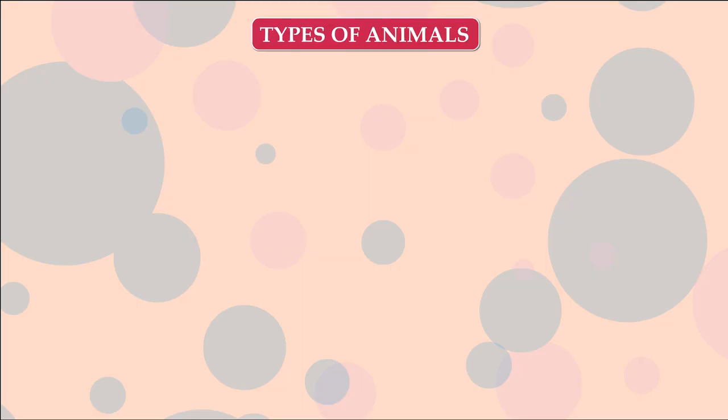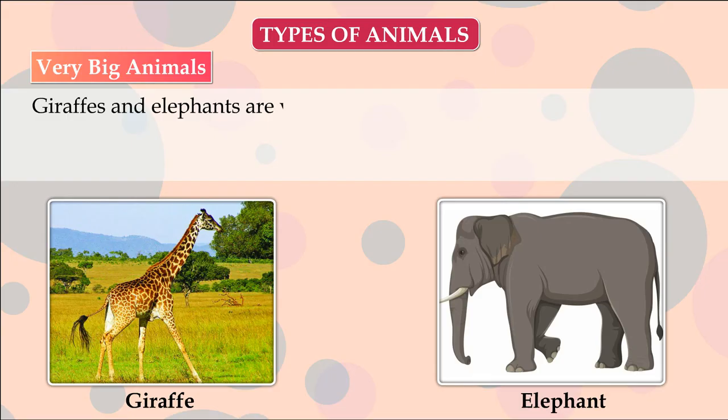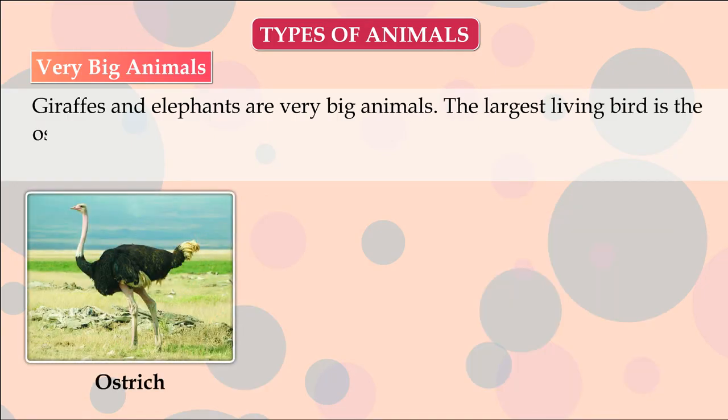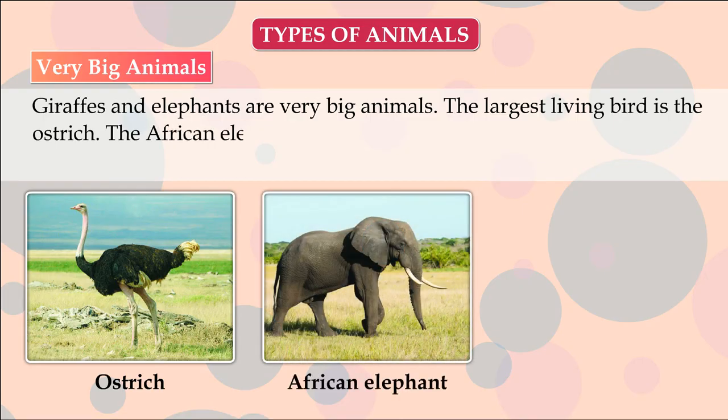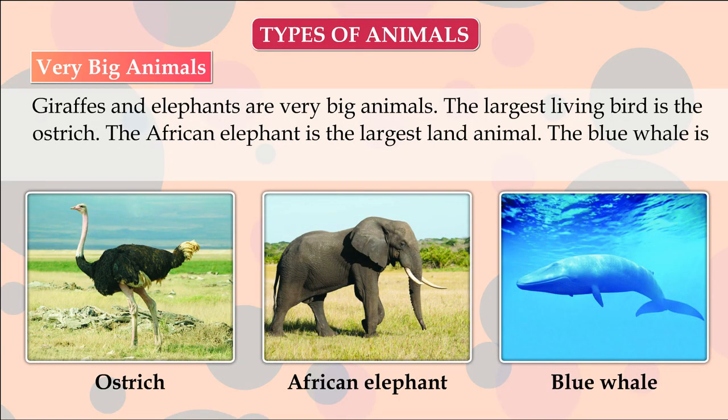Types of animals. Very big animals. Giraffes and elephants are very big animals. The largest living bird is the ostrich. The African elephant is the largest land animal. The blue whale is the largest animal in the sea.